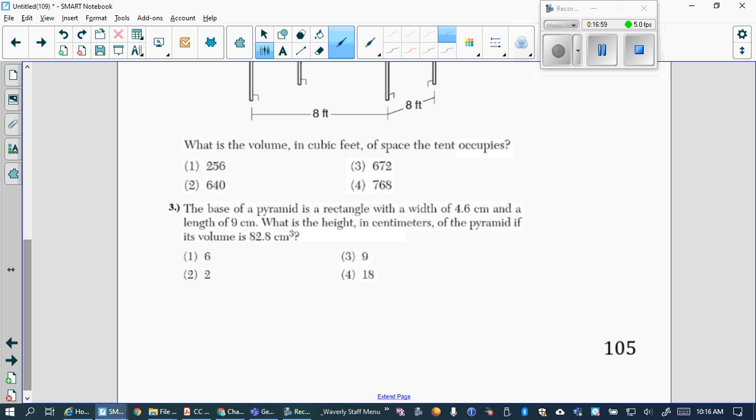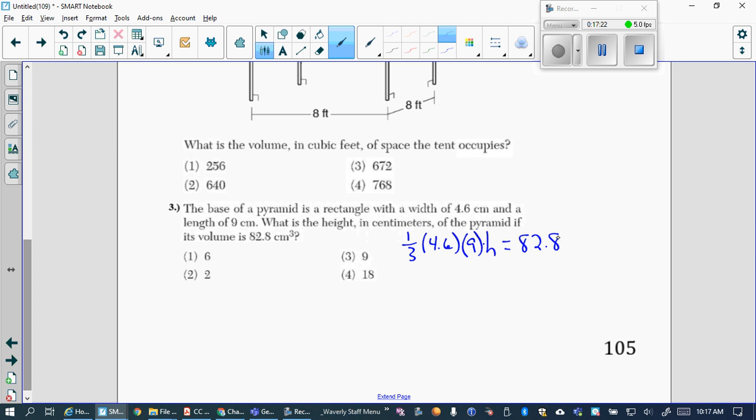1/3 times the area of the base, 4.6 times, what was the other one? Times 9 times the height, right? Equals 82.8. A couple of ways to approach this one here.